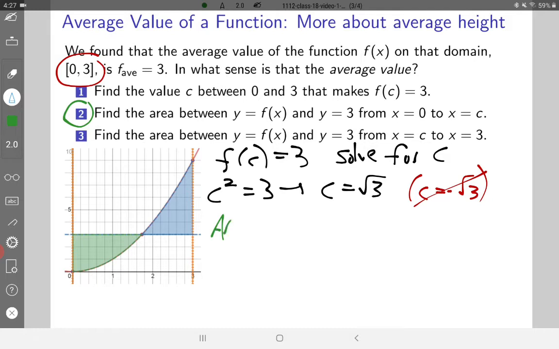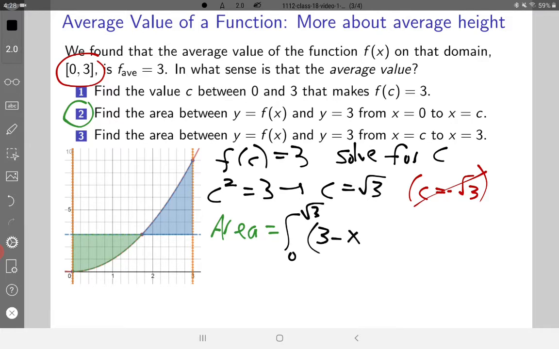How do I find the area of that green region? Well, that area we can find by evaluating some kind of definite integral. I'm going to integrate between 0 and root 3, that is the intersection point we just found. And the function inside is going to be 3 minus x squared, because across that region, y equals 3 is at the top, and y equals x squared is at the bottom.